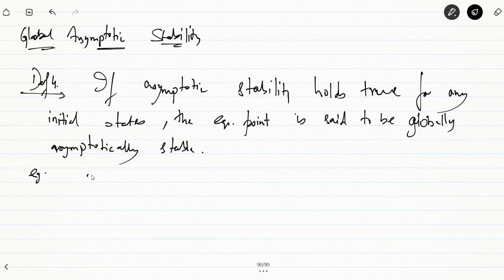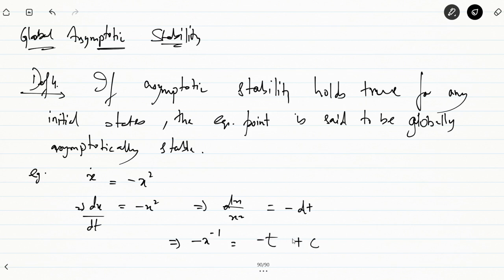So we can take an example here to see. For example, we have x dot equal to minus x square, or you can say dx by dt is equal to minus x square, which implies dx by x square is equal to minus dt, and integrating this, x raised to the power minus 2, integration of this is minus x inverse, equal to minus t plus the constant of integration, that is c.